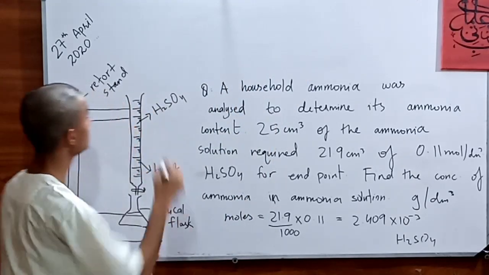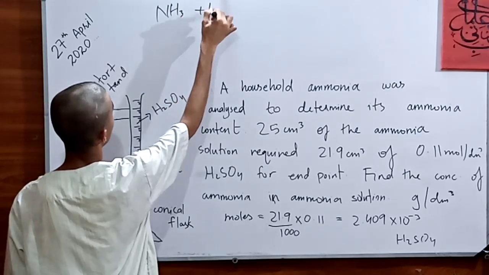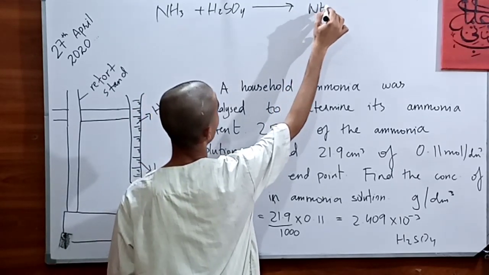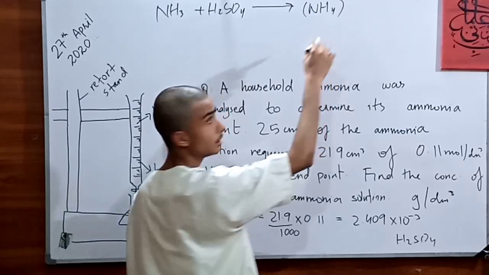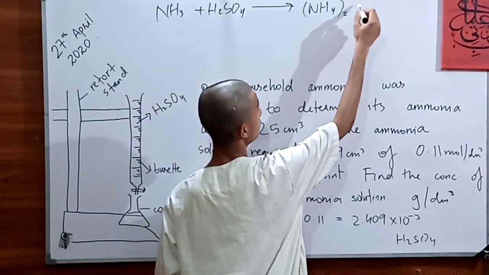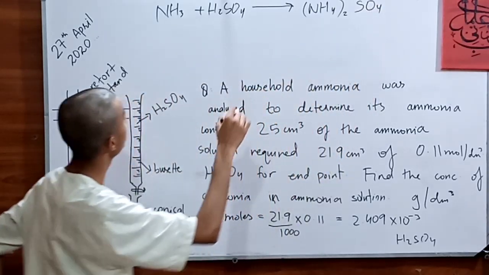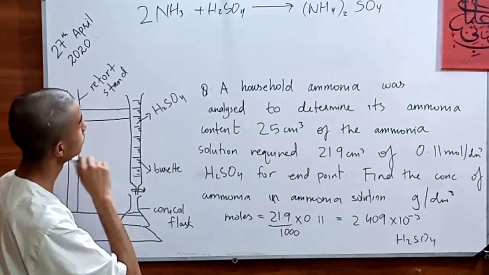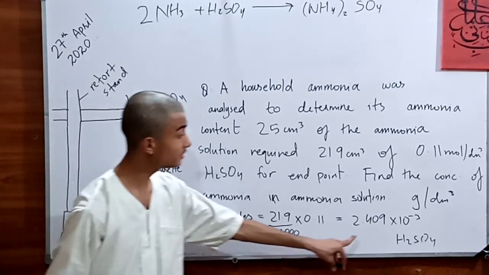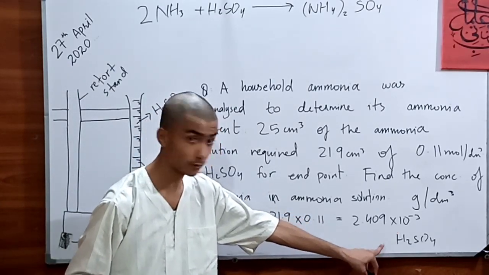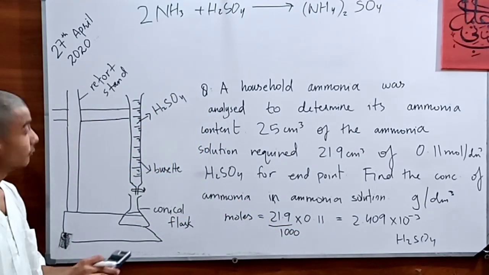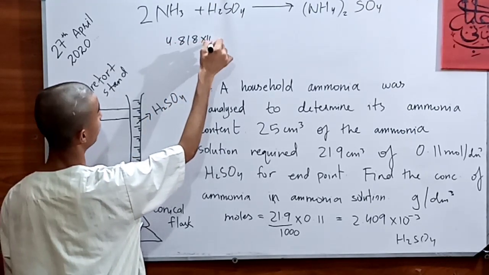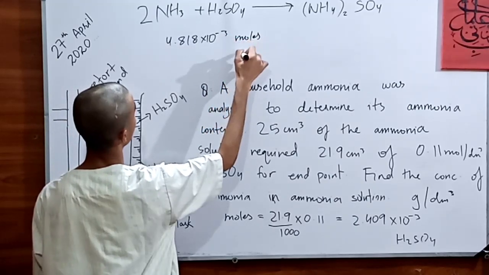Now we know that ammonia is basically NH3 and sulfuric acid is H2SO4. Now the product would be ammonium sulfate, so it would be NH4, and you know that the ammonium valency is +1, and the sulfate valency is like this. So we would be getting 2 moles of this, and yes, it is balanced. So it means when we are getting 2.409 × 10^-3 moles of sulfuric acid, we multiply by 2. So we get the moles of NH3 as 4.818 × 10^-3.